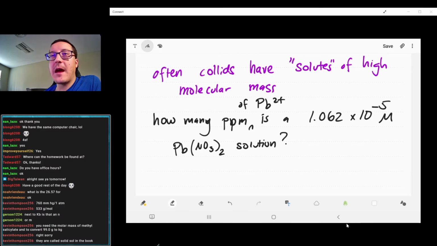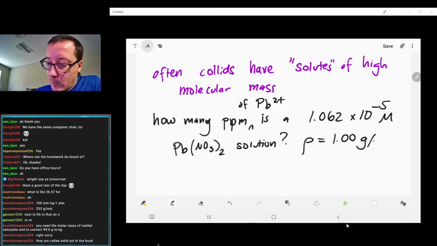Let's do some math here. So remember, for dilute solutions, we're going to assume it has a density of 1. As you can see, this is pretty dilute, 10 to the minus 5. Not very much solute at all here. Let's do some unit conversions. Why not? We're done with solutions, by the way, so we're just going to do a few problems here.